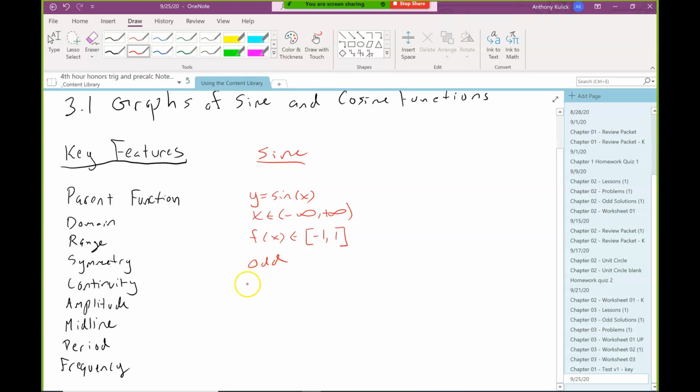The continuity, we are everywhere continuous. So there's no breaks in our graph. The amplitude is 1. The midline is y equals 0. The period is 2 pi. And the frequency is 1 over 2 pi.